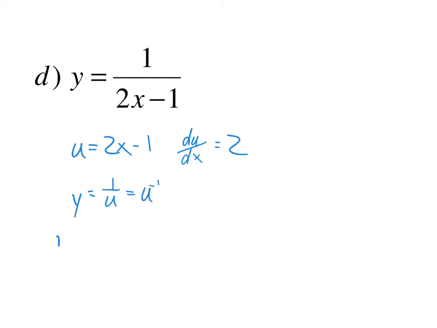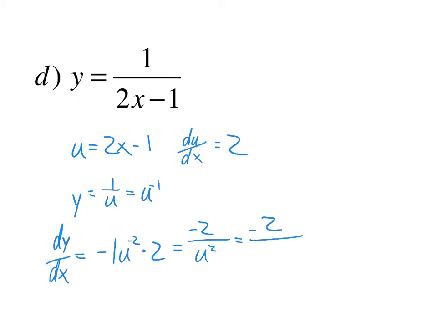Okay, so let's go ahead and do this. dy/dx is negative 1 u to the negative 2 times 2. So a negative 2 over u squared, which is a negative 2 over 2x minus 1 squared. Don't FOIL that out. Just leave it like it is.